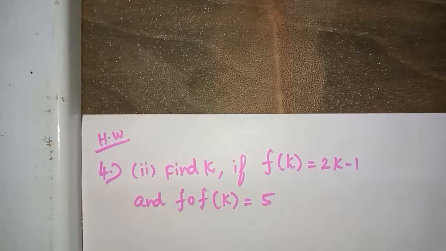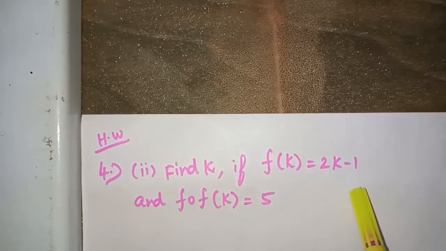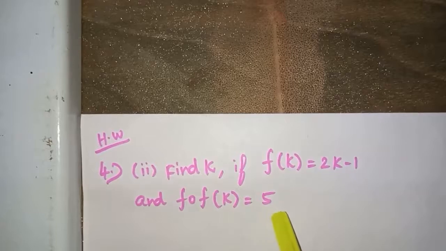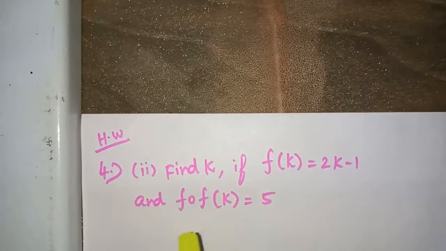Similarly, fourth question, second subdivision. That's your homework. Find k if f of k is equal to 2k minus 1 and f composite f of k is equal to 5. Already we solved a problem like this in the example. So the same procedure you have to use here.